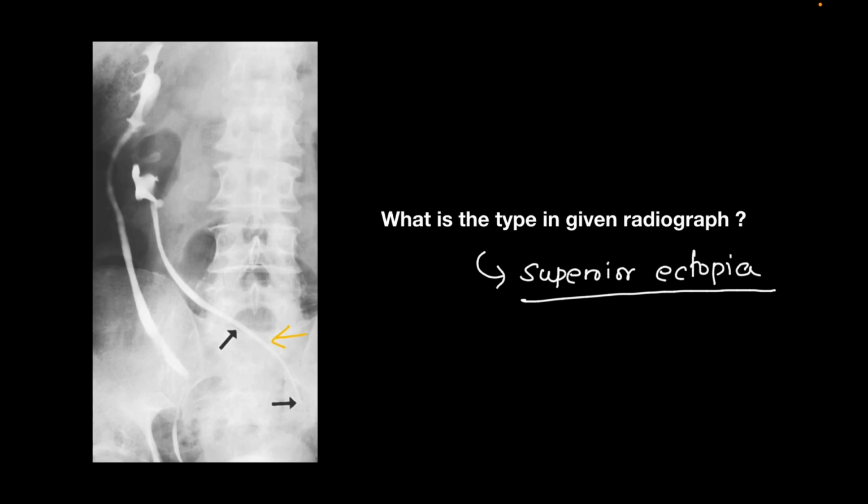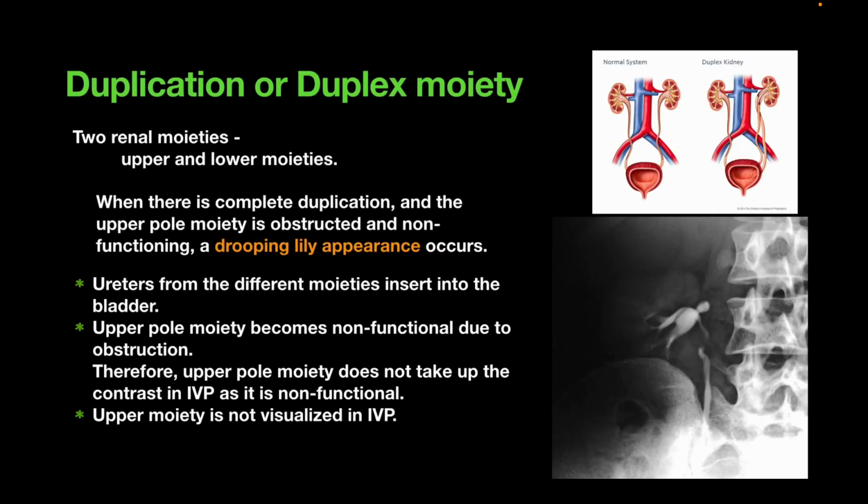Now the next anomaly is duplication or duplex moiety. So two renal moieties can be seen, that is upper and lower moieties. So this is the upper moiety while this one is the lower moiety. When there is a complete duplication and the upper pole moiety is non-functioning, then a drooping lily appearance can be seen. So look over here, in which the drooping lily appearance can be seen.